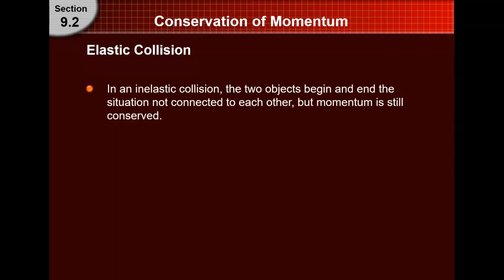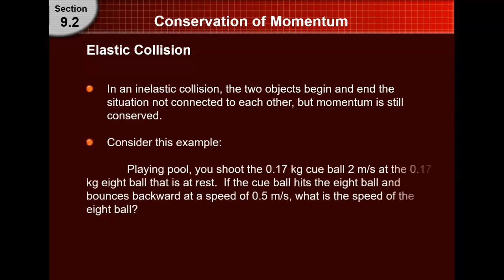So our last collision that we need to look at is an inelastic collision. Momentum is conserved. So we're going to look at an example. Two pool balls. You shoot the 0.17 kilogram cue ball at 2 meters per second at the 0.17 kilogram 8 ball that is at rest. If the cue ball hits the 8 ball and bounces backward at a speed of 0.5 meters per second, what is the speed of the 8 ball? So we're looking for the final speed of the 8 ball.